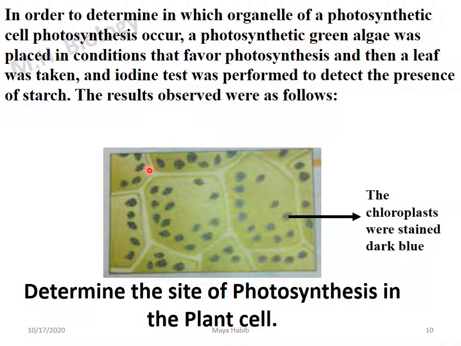Of course, dark blue color will only be observed in the organelles in which photosynthesis was occurring, because when photosynthesis starts, starch will be synthesized, and will be first found in the organelles undergoing photosynthesis. Now let us look at the results and determine the site of photosynthesis in a plant cell. You can clearly see in this figure that chloroplasts were the only organelles stained dark blue. Pause the video for a few minutes and try to answer.